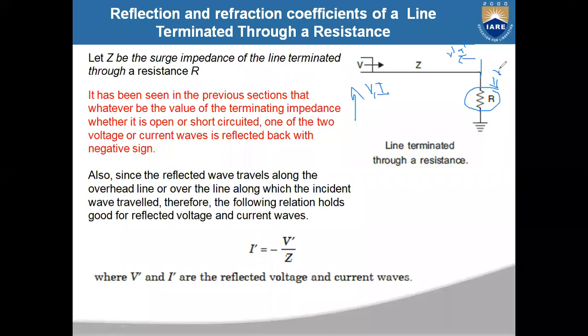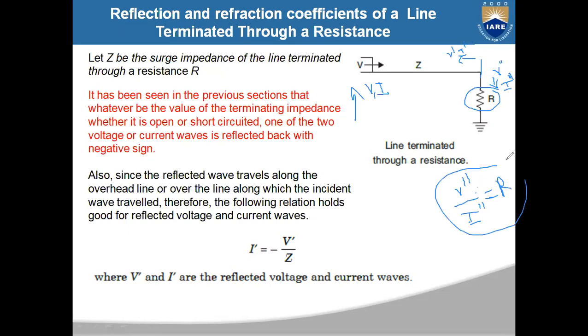Because of that, the voltage across this resistor is called the transmitted voltage, represented with V double dash, and the transmitted current I double dash. You can also call them the refracted voltage and refracted current, represented with V double dash and I double dash. So V double dash by I double dash will be equal to R.